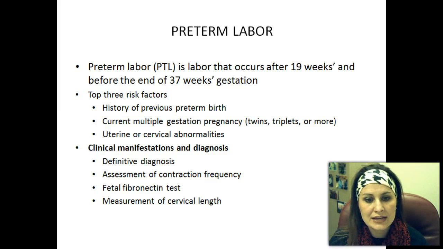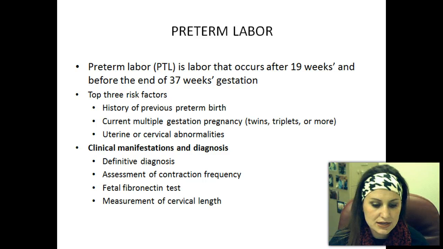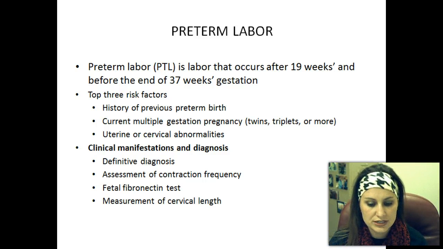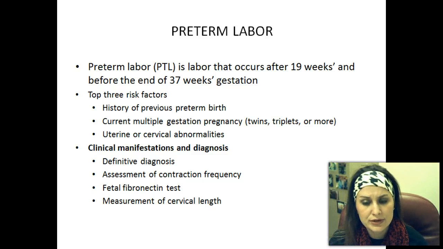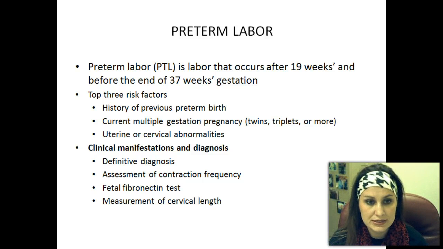Whenever we're trying to diagnose this, a definite diagnosis comes with any kind of cervical changes. If her cervix changes, that is preterm labor. Assessment of contraction frequency: we're going to be putting her on the monitor. We're going to see if she is still having contractions, asking her to measure them, and seeing if she is still in fact in labor.